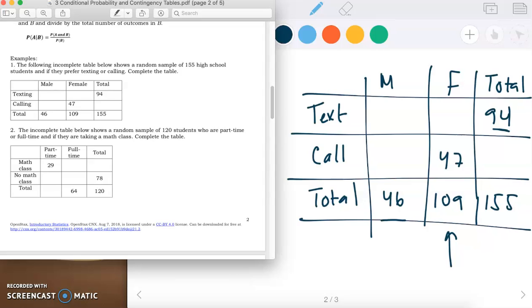We know that the number of females that prefer texting is going to be 109 minus 47, right? So we have 109 minus 47, which is going to give us 62 here. Now we know we have 2 unknowns here. So we know that 94 minus 62 is going to give us the males that prefer texting. 94 minus 62 gives us 32.